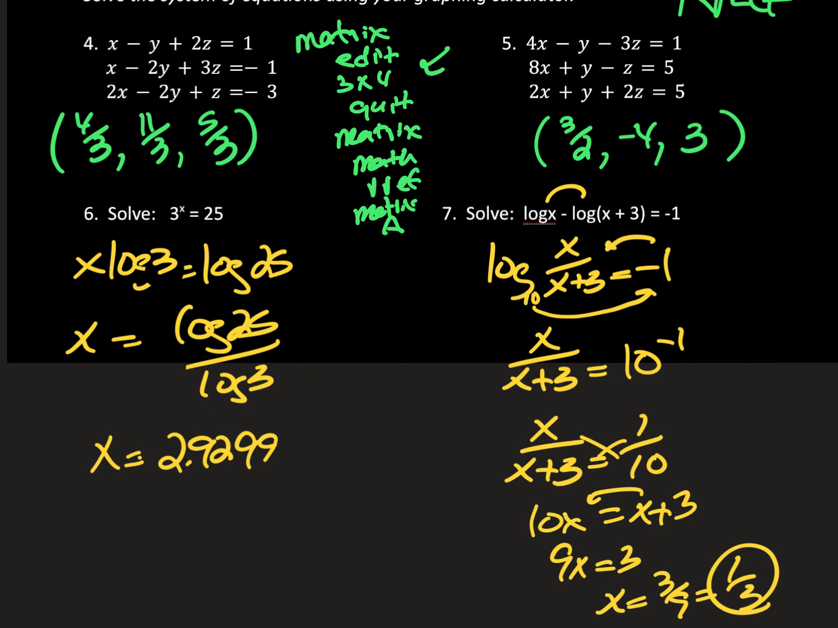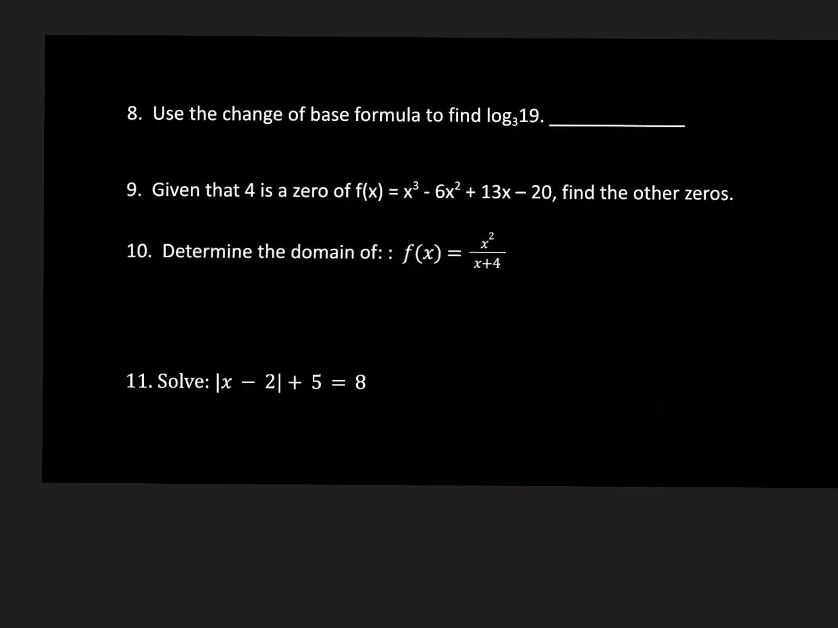And you can check that also. Oh, you do need to check it. Make sure it doesn't make a log negative. It doesn't. We're good. Number 8, use change of base formula. This is what I'm punching in my calculator. I'm doing log 19 divided by log 3. Remember, base goes on the bottom.